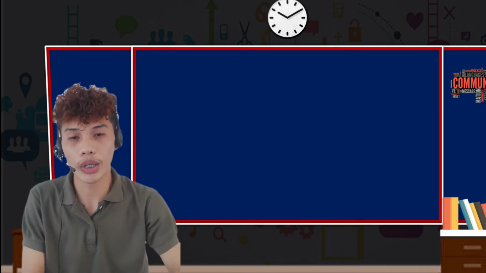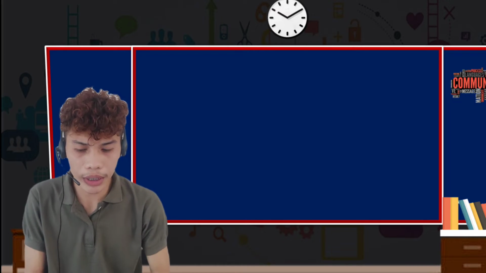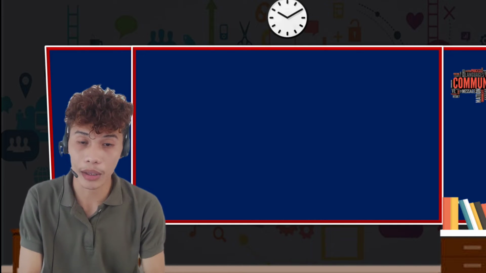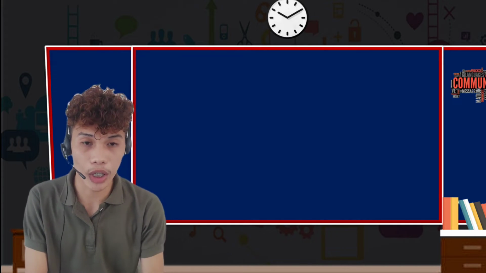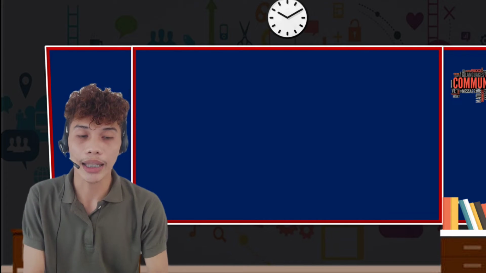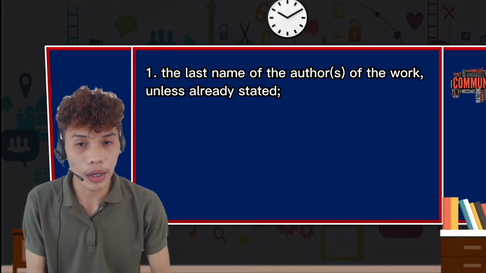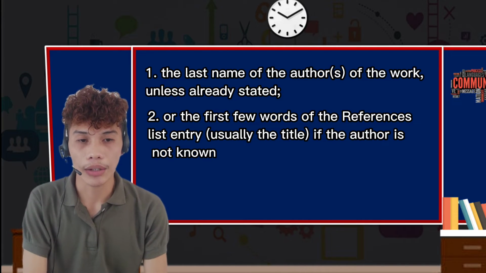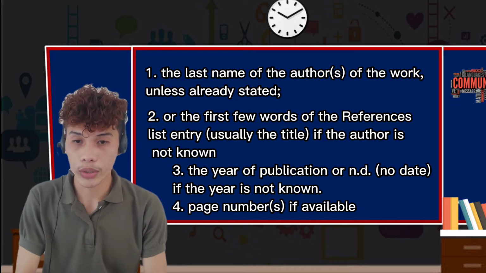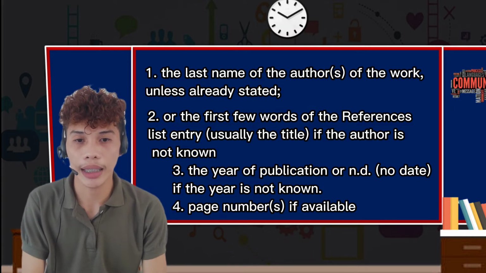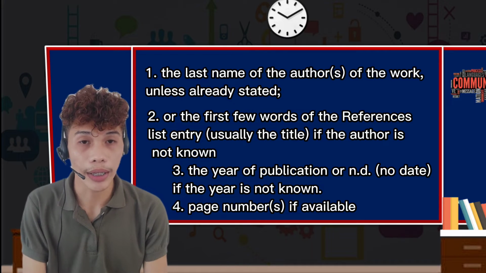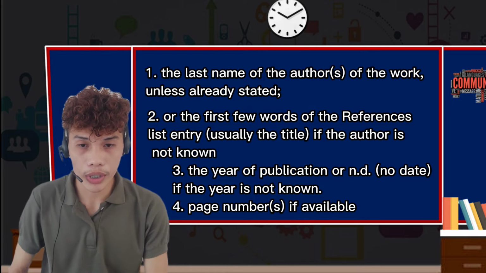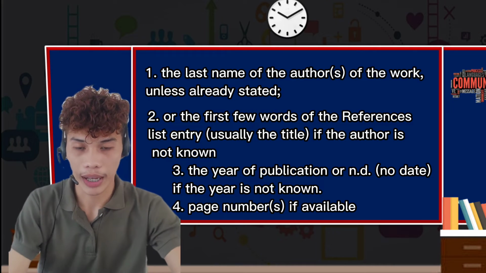Alright, so whenever you use a quotation from an author or summarize or even paraphrase a person's ideas, you must also identify or cite the source. And this end-text citation is formatted with parentheses, and it must show the last name of the author or the authors, or the first few words of the reference list entry if the author is not known. Do not forget as well the year of publication, and if the year is unknown, then you have to put ND or no date. And of course, the page number if available.